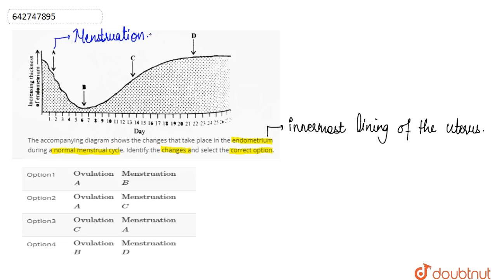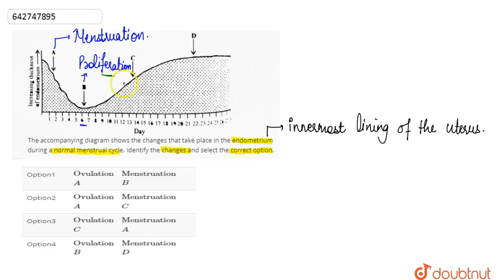Then at the B phase, once the menstruation has occurred in the first 5 days and the innermost lining of the uterus has completely shed off, the endometrial lining of the uterus starts proliferating again. So starting from day 6, the proliferation of the endometrium starts again. During this proliferation of the endometrial lining, the thickness increases.